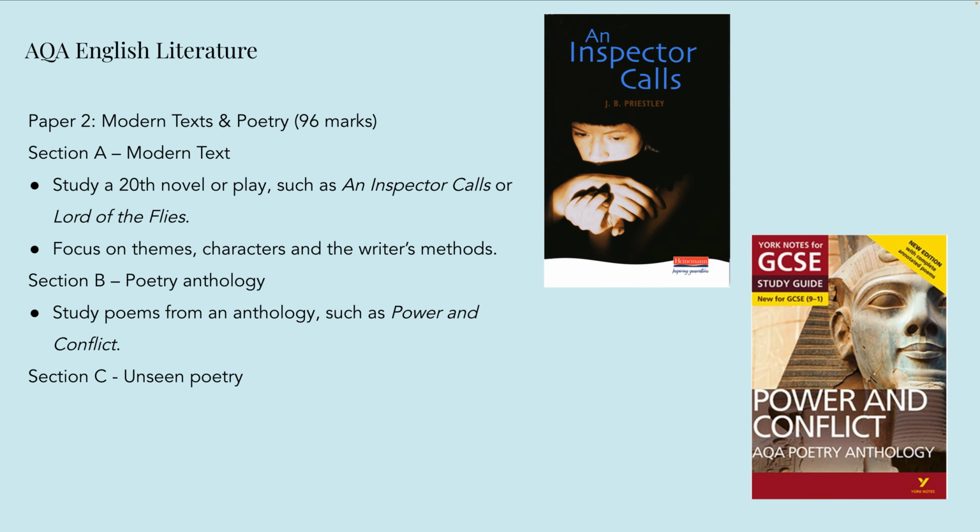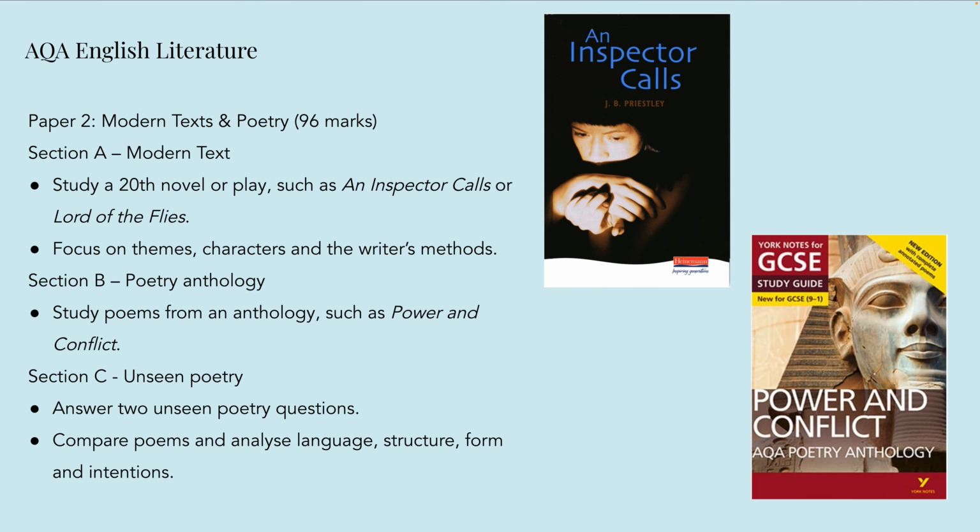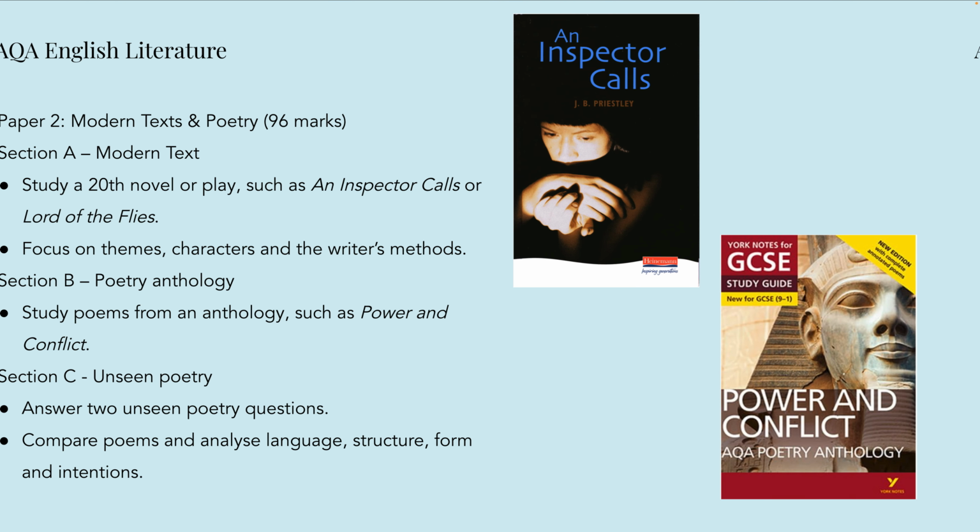And then we have section C, which is unseen poetry. You have two unseen poetry questions on poems that you have not studied, in the exam. Question 1 is on one poem, question 2 is the comparison. And both for section B, the poetry anthology, and section C, unseen poetry, students do have to compare poems. They have to analyse the structure, the language, the form and intentions of the poet.